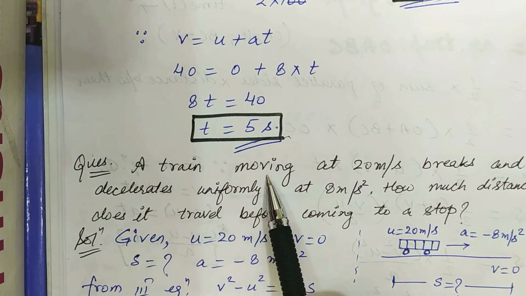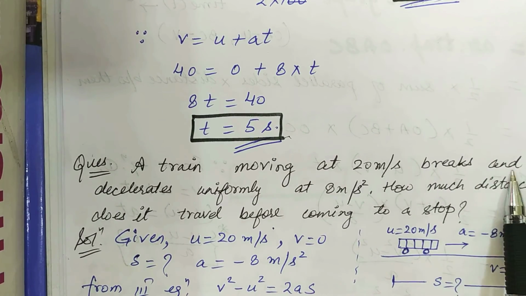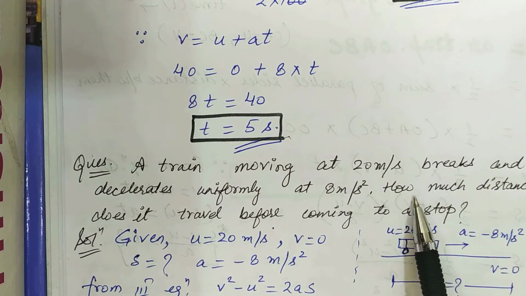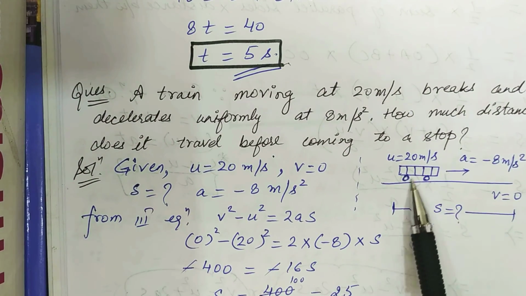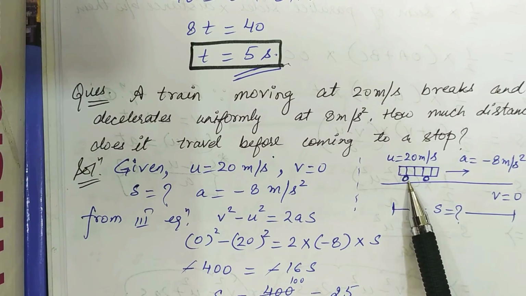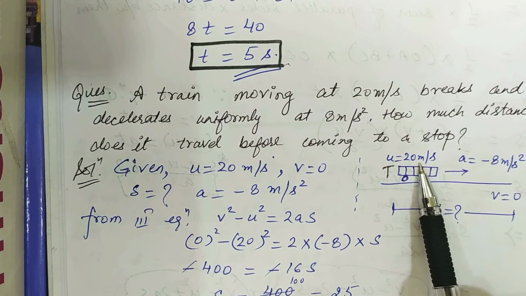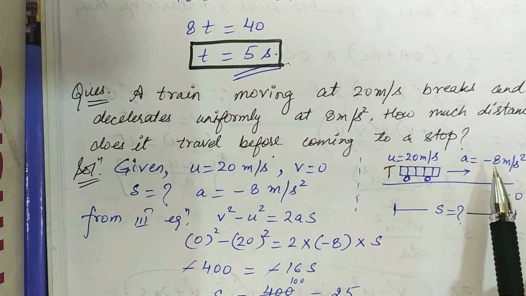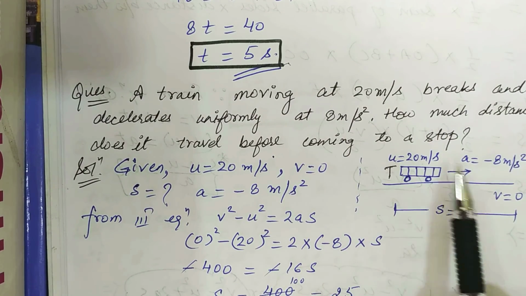A train moving at 20 meter per second applies brakes, and decelerates uniformly at a rate of 8 meter per second square. How much distance does it travel before coming to a stop? Again, we may draw a simple diagram. This is a train, assuming the train is not looking that beautiful, but we assume this as train. You may also write T. So it is moving with a speed of 20 meter per second. Deceleration means negative acceleration, that is the value of a is minus 8 meter per second square.